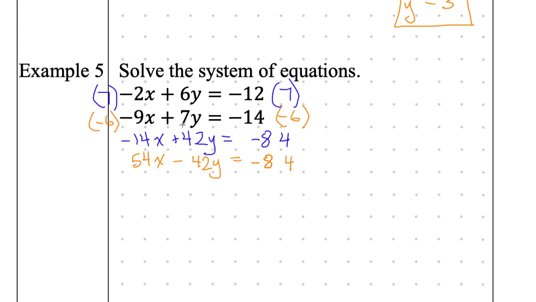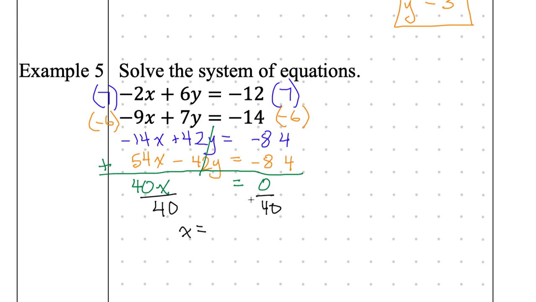Now I can just add these again. I have opposite signs here because I multiplied by that -6. So if they're opposite signs, you can go ahead and add. If I add these two equations, that cancels out, and I'm left with 40x is equal to 0. And then from there, I can just divide both sides by 40. And x is equal to 0 divided by anything, which is always 0. Therefore, x is equal to 0.